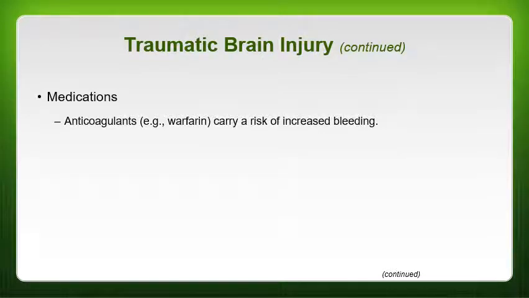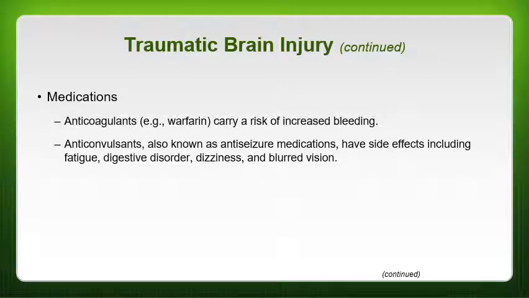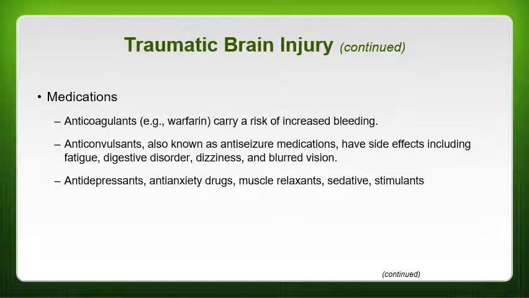Anticoagulants, for example warfarin, can cause an increased risk of bleeding. Anticonvulsants, which are also anti-seizure medications, could cause fatigue, digestive problems, dizziness, and blurred vision. Some other types of drugs they may be placed on to control symptoms are antidepressants, anti-anxiety drugs, muscle relaxants, sedatives, and stimulants, all of which can be used to treat someone for traumatic brain injury.